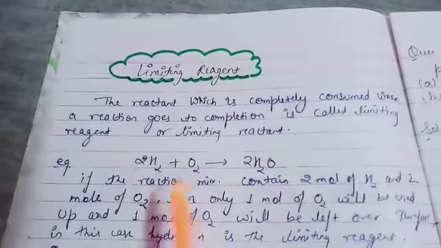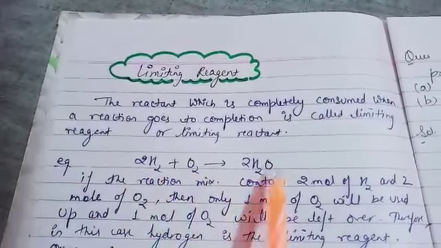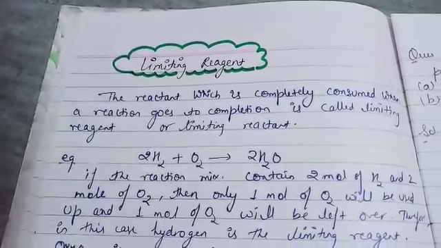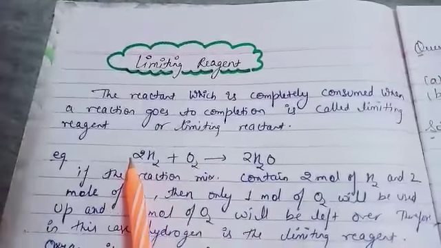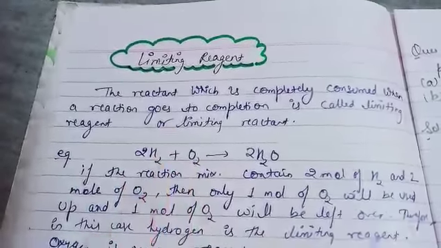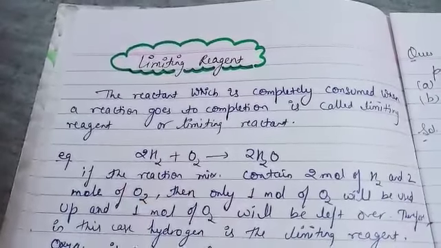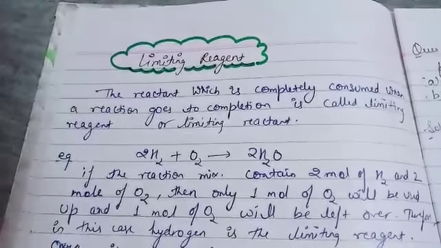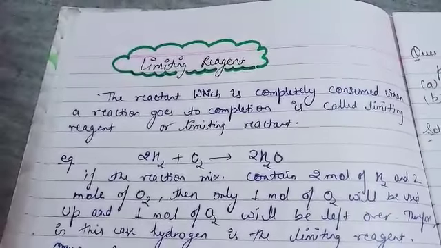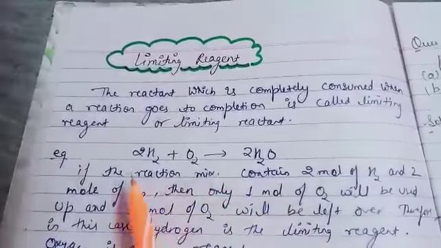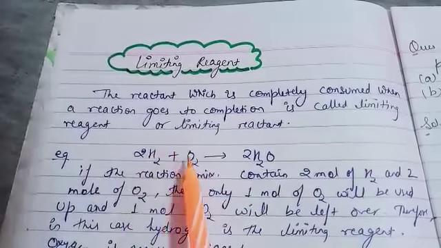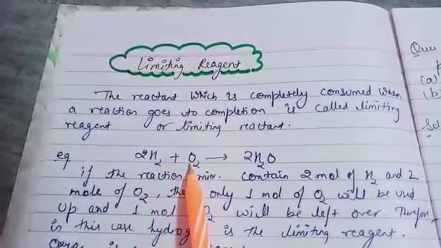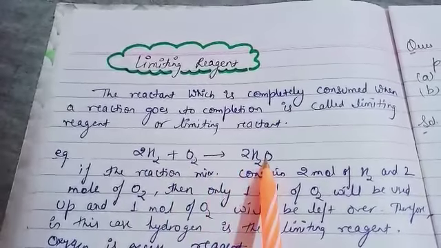Now just see, in this one 2H2 plus O2 gives 2H2O. That means 2:1. Now suppose a reaction mixture contains 2 moles of hydrogen and 2 moles of oxygen. It's a simple condition given to you. Then you have to identify which one is the excess reagent and which one is the limiting reagent. What we have learned is that normally 2 moles of hydrogen react with 1 mole of oxygen to give 2 moles of H2O.